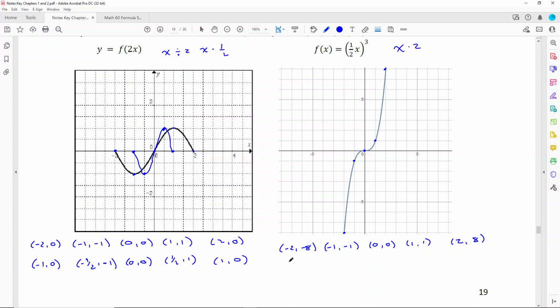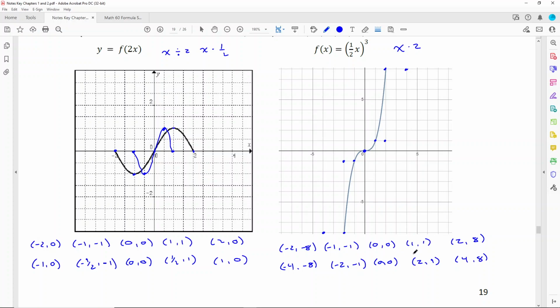So I'm going to take all my x values, I'm going to multiply them by 2. So I'm going to get a point (-4, -8). So it's going to go over to here. I'm going to have a point (-2, -1). So this is going to go over to here. (0, 0) won't change. So it's going to stay here. (1, 1) will become (2, 1). And this would become (4, 8).